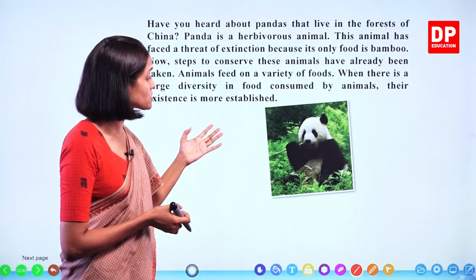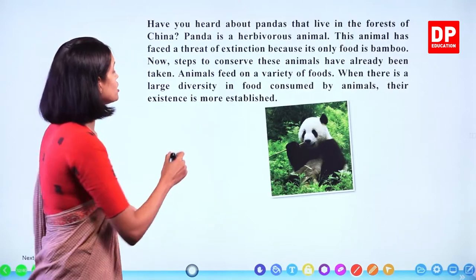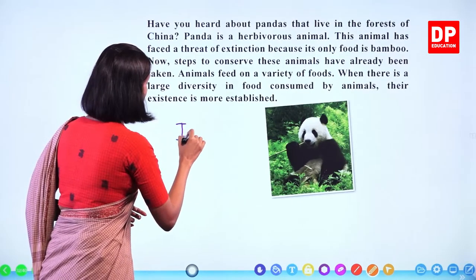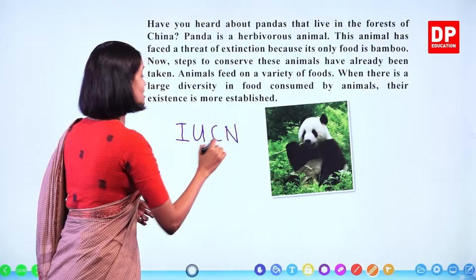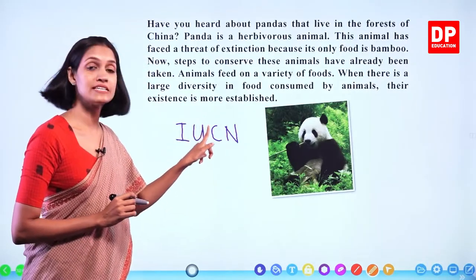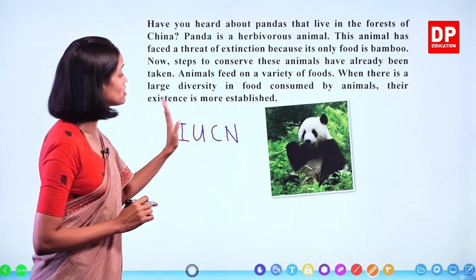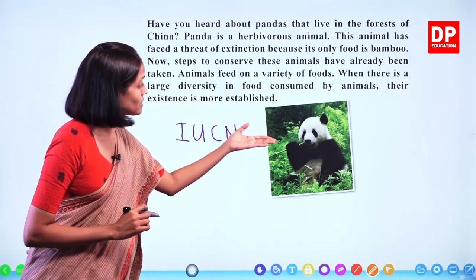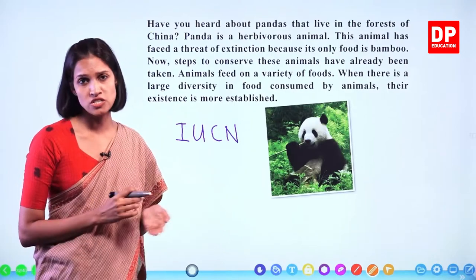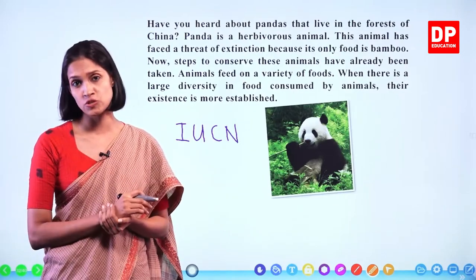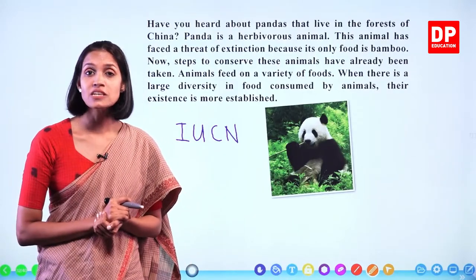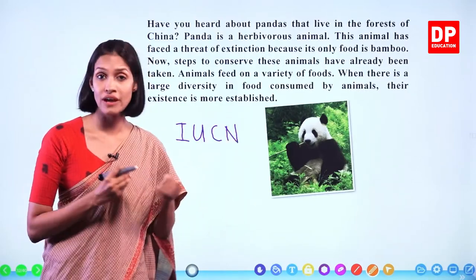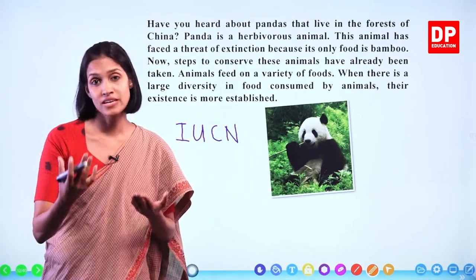Right, children? So because of this reason, the organization called IUCN. What is IUCN, children? IUCN means International Union for Conservation of Nature. Right? International Union for Conservation of Nature. So they named this animal, the giant panda, as an endangered species. What is the meaning of an endangered species, children? An endangered species means a certain plant or animal species with a very small number of organisms and at a high risk of extinction.